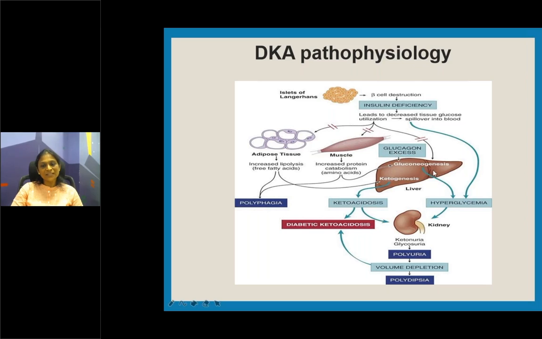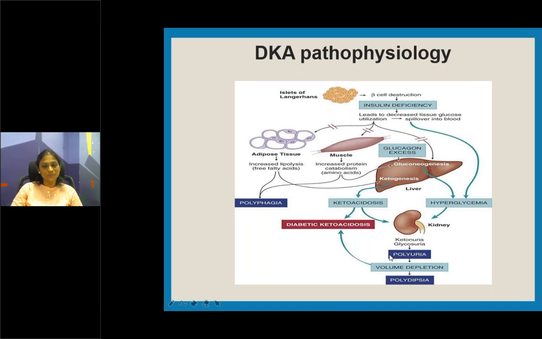So the excess of glucose, which is unable to enter the cell, and excess of gluconeogenesis and glycogenolysis result in hyperglycemia. And when the renal threshold for glucose is exceeded, there is glycosuria. Along with excess of ketone bodies, there is ketonuria.